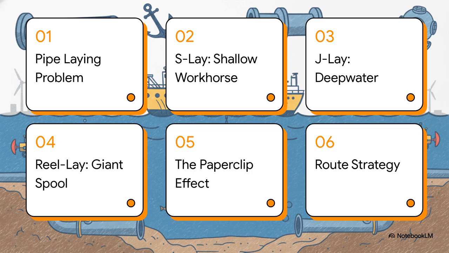So, to break down how engineers actually solve this, we'll quickly run through the fundamental physics of the pipe laying problem, explore the three primary vessel solutions, S-lay, J-lay, and reel-lay, and then wrap up by looking at a fascinating structural quirk called the paperclip effect, plus how all this dictates real-world route strategy.